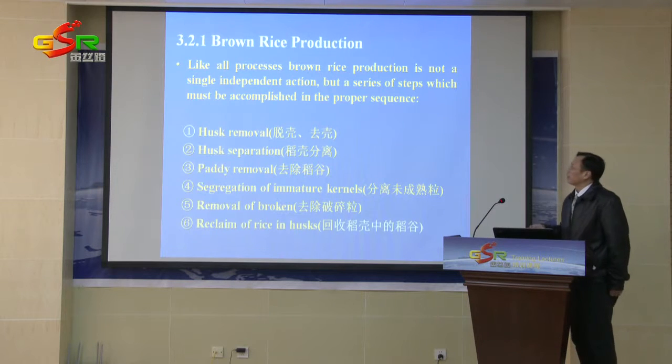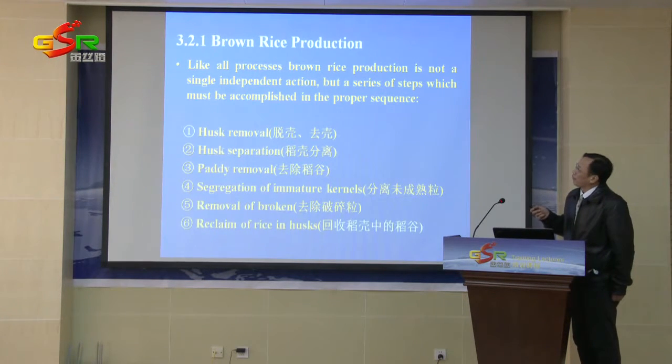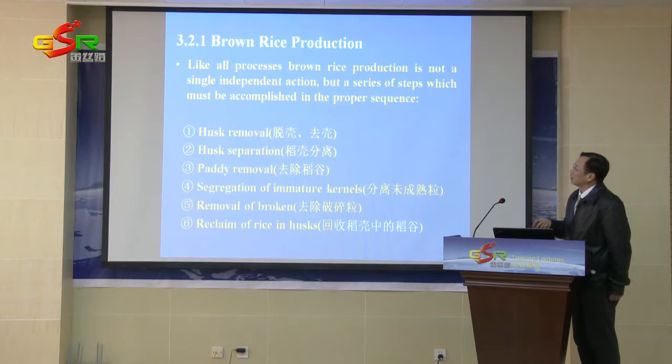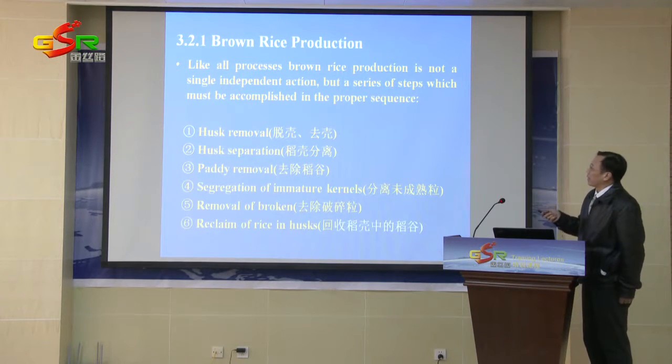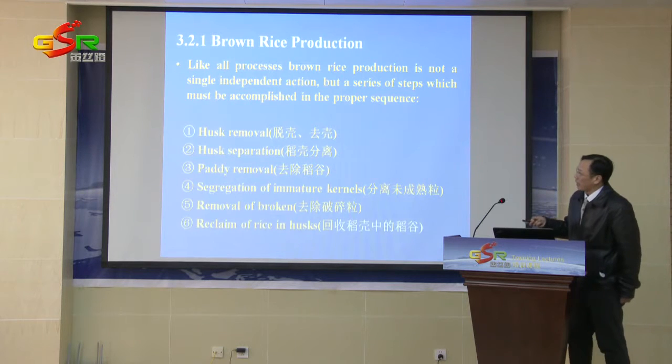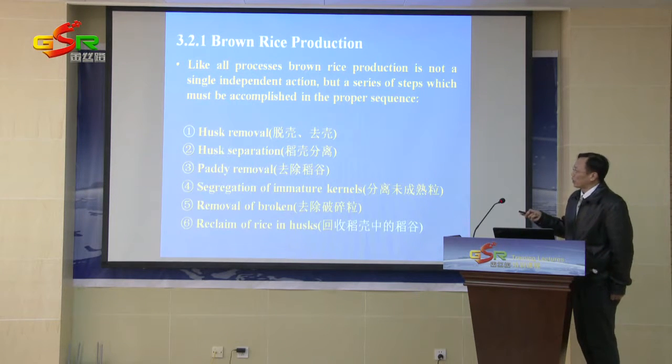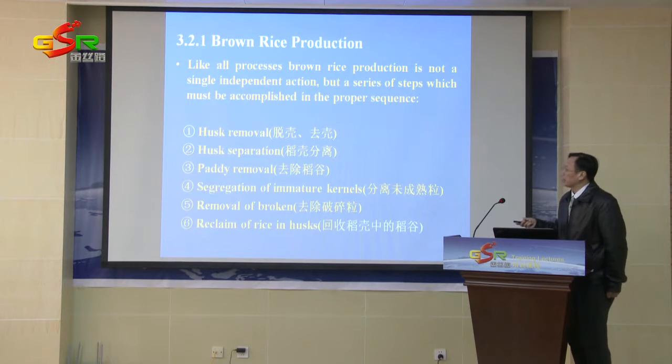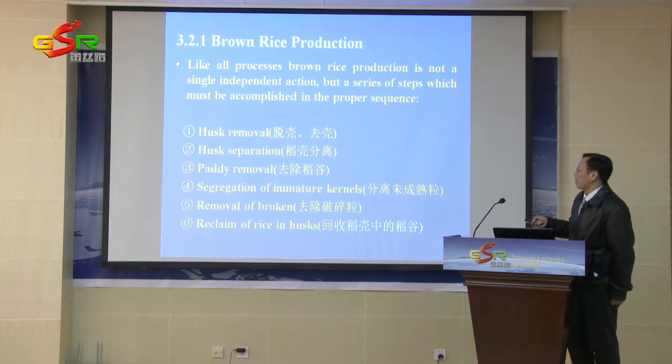The first is brown rice production after the cleaning. The paddy should have the husk removed. And the husk should be separated from the brown rice. And the paddy should be removed from the brown rice also. And segregation of the immature kernels should be removed from the paddy, and remove the broken kernels, and reclaim the rice in the husks.